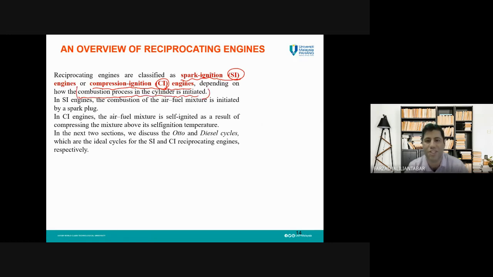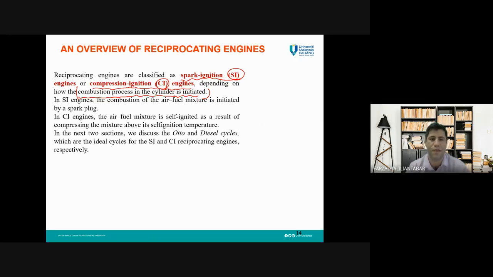In spark ignition engines, or SI engines, we have a spark plug, a spark to start the combustion. But in compression ignition engines, or CI engines, the combustion starts due to the high pressure and temperature inside the cylinder, when the fuel is injected into the cylinder. About compression ignition engines, we will discuss in the next session. In this session, we will continue our discussion about spark ignition engines.